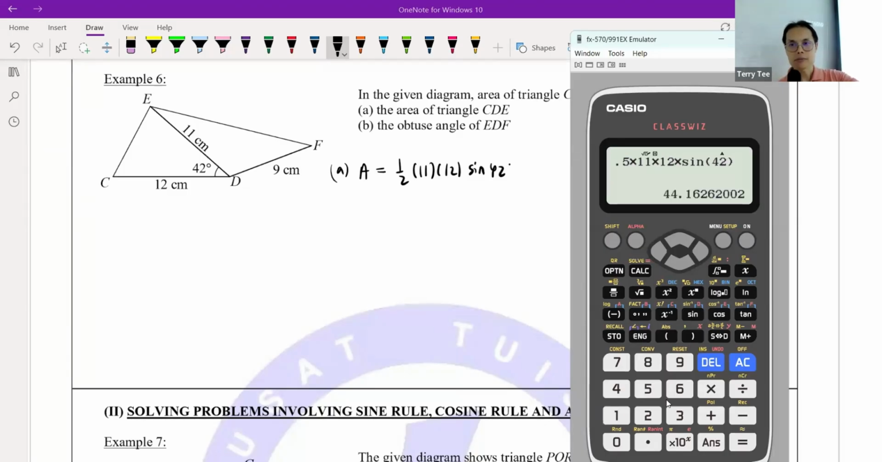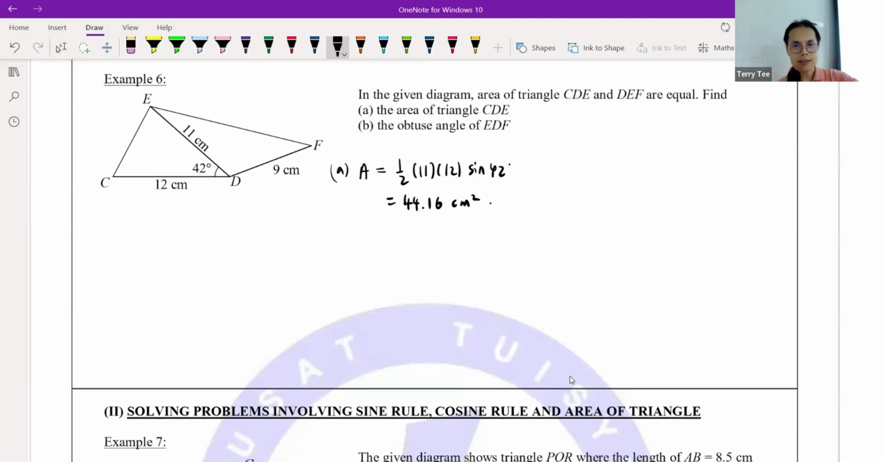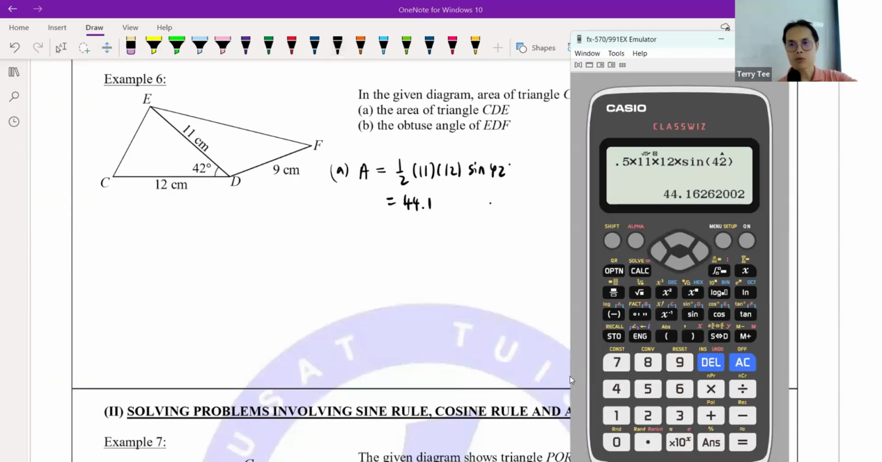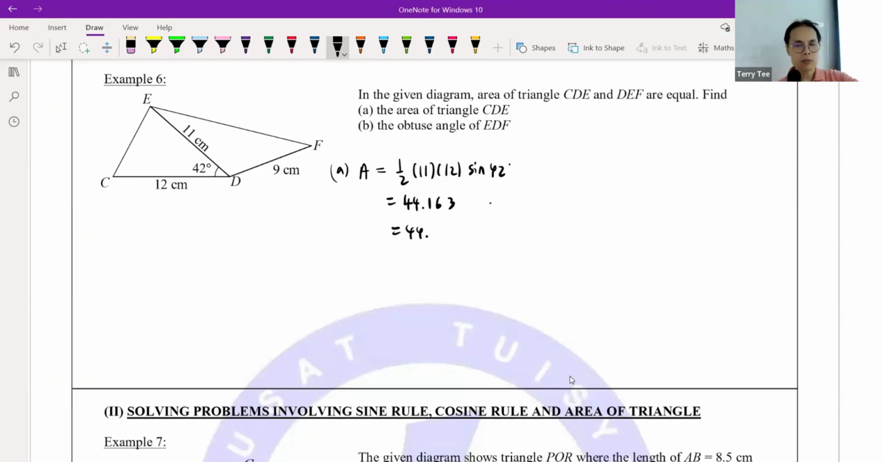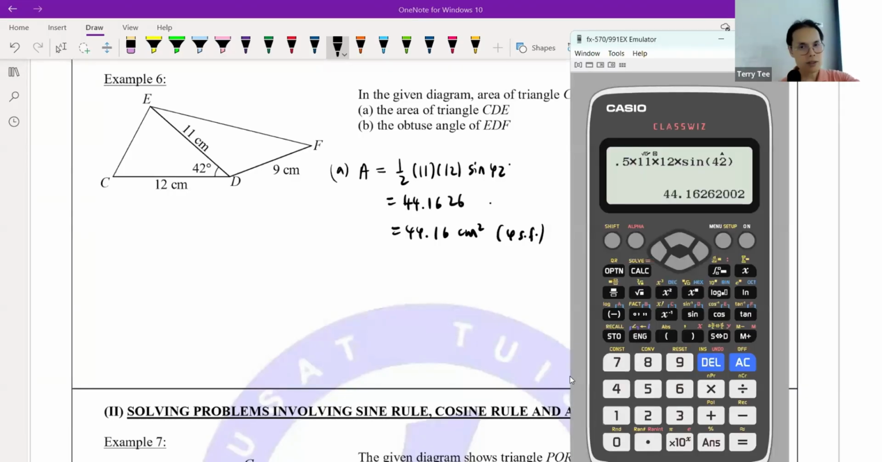So what do you get here? 44.16. You can use more decimal points: it's 44.1626. You round off to 44.16, which is 4 significant figures. Or if you want to write 44.1626, the whole thing, you can also, up to you. They say the areas are equal.